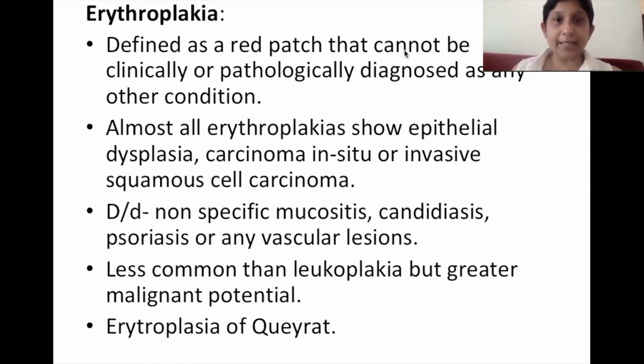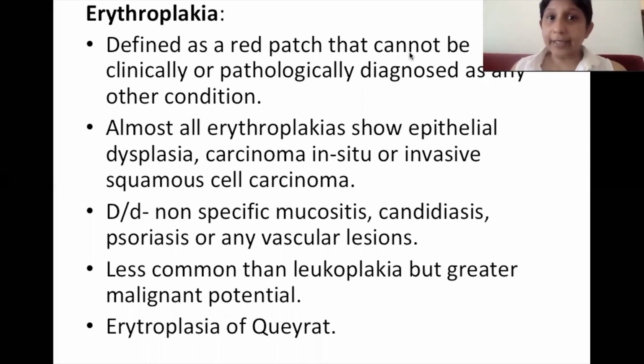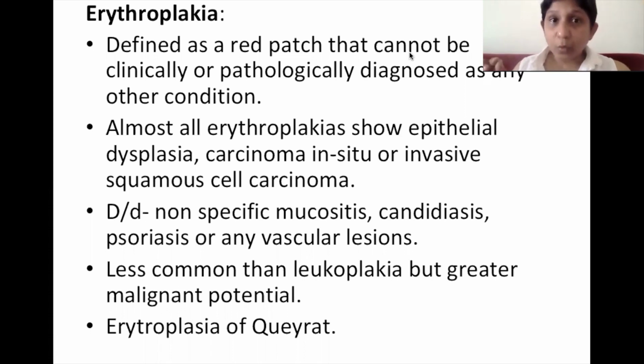Or in conditions like candidiasis. Candidiasis is a white lesion majorly, but there are conditions called erythematous candidiasis, where the candidiasis will also be red in color. So this can also be a differential diagnosis for erythroplakia. What do you mean by differential diagnosis? Lesions which look similar, which have similar features. So you're not able to differentiate whether it is an erythroplakia or an erythematous candidiasis, or a vascular lesion like a hemangioma, or maybe erosive lichen planus. That is when you call it a differential diagnosis. Psoriasis is a skin lesion. We'll come to that later.